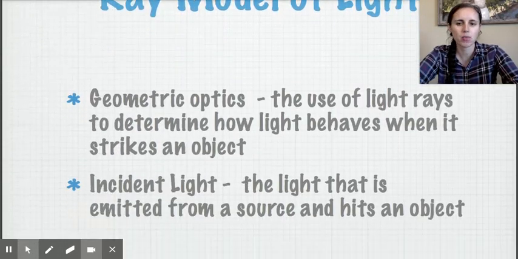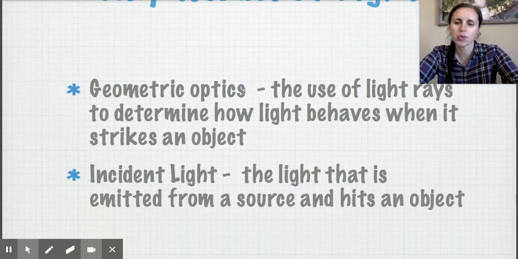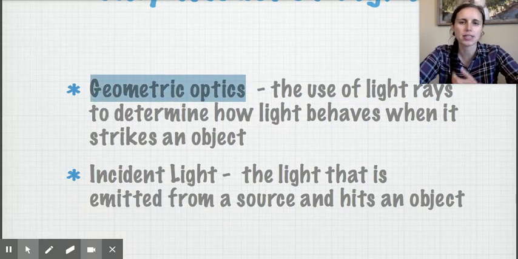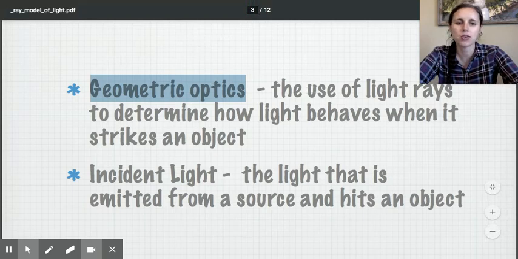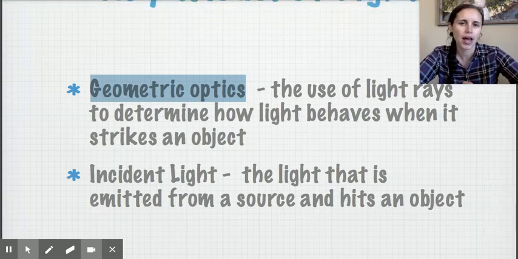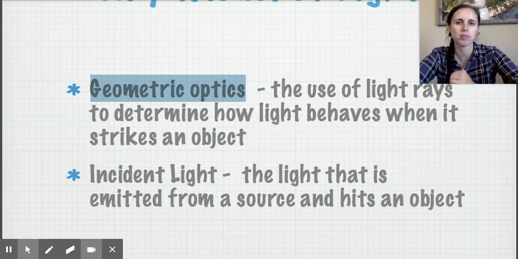A few definitions that I want to look at really quickly. The first one is called geometric optics. This sounds really similar to the name of the unit. Geometric optics is the use of light rays to determine how light behaves when it strikes an object. So again, we're going to be using light rays, and we are going to determine how they behave when they first strike a mirror. And then we're going to look and see how those light rays are going to behave when they strike a lens.